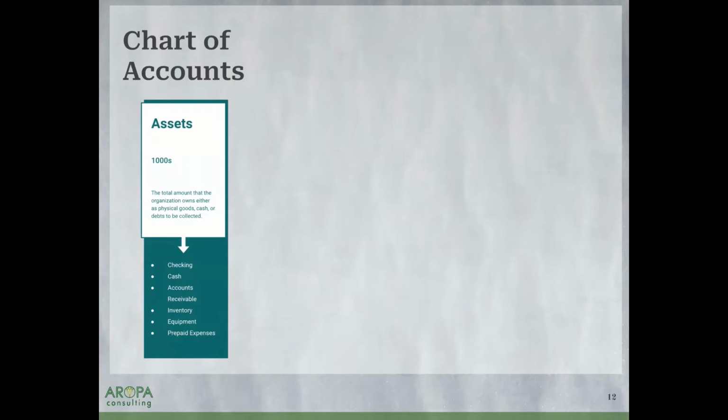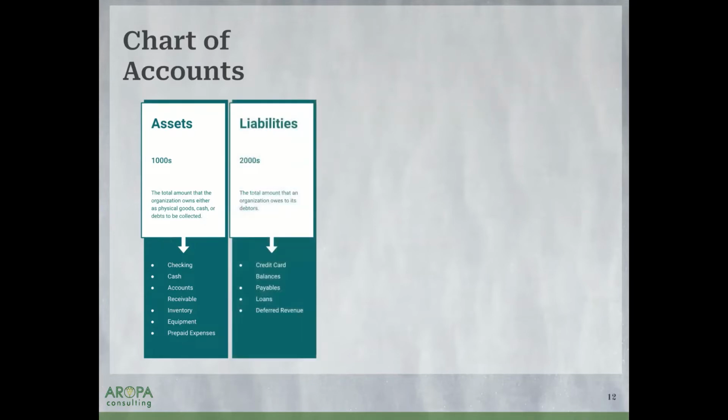So the first section of your chart of accounts are your assets. And those are typically numbered in the 1000s, or it could be 10,000s, but they normally start with a 1 and then there's some zeros. Those are your checking accounts, your cash accounts. Maybe you have petty cash, your inventory, your equipment. It's anything that the nonprofit owns or is owed, right? So accounts receivable is money that someone said, I will pay you this amount of money, and you are now owed that amount back. So assets are anything that you own, or are owed.